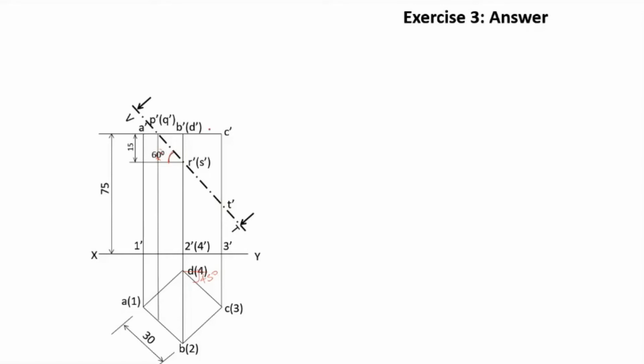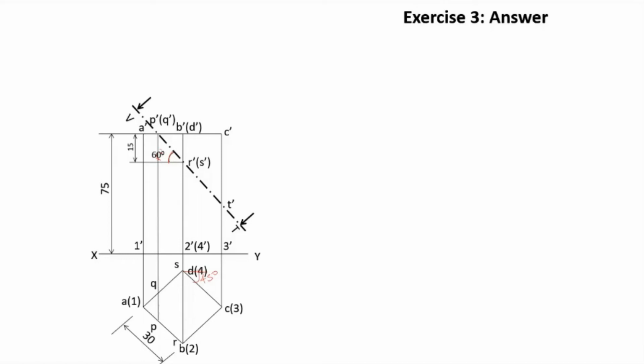So P and Q don't fall on any vertical edges. So from P and Q, you have to draw the vertical projector, and in the top view, you have to mark the P dash and Q dash. So P dash is in the front and Q dash is in the back. So P will be here and Q will be here.